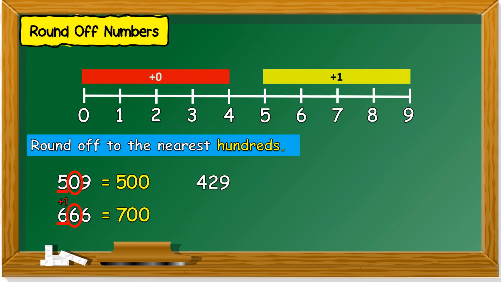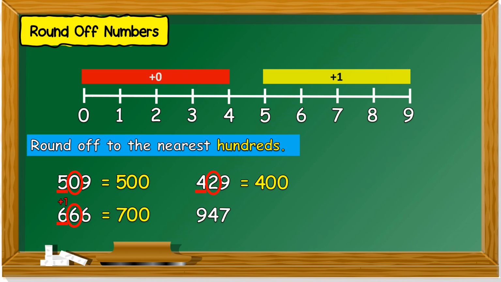Example number 3, 429. Place value of 100 is here. The friend on the right is here. On the number line, it is plus 0. So we round it off to 400.